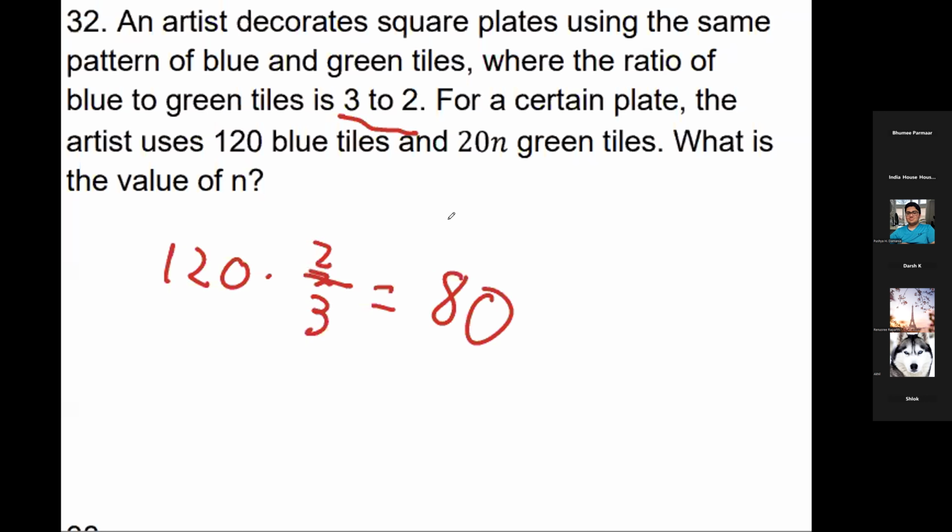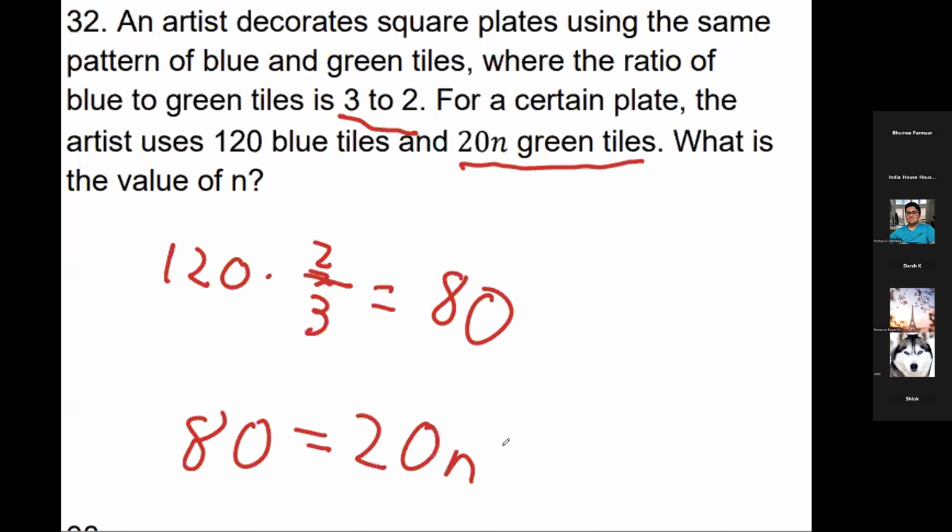And so we're given that there's 20 n green tiles. What is the value of n? So we know that there's 80 total green tiles, so 80 equals 20 n. And then we just divide both sides by 20, which gets us 4 is equal to n. So the correct answer is 4.